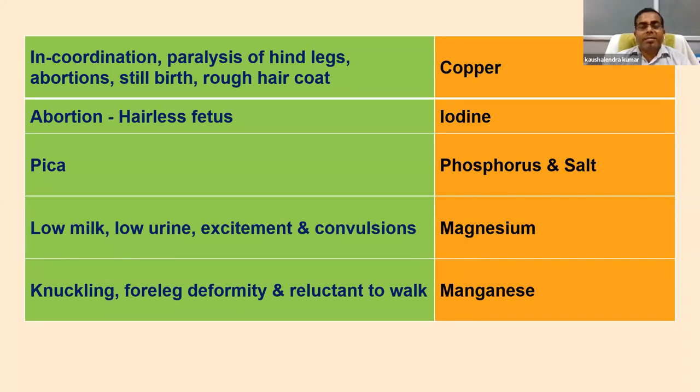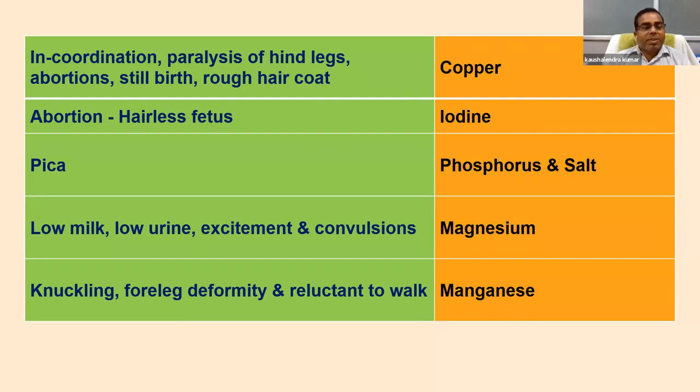Next is the deficiency of copper, which occurs in sheep and goat both: incoordination, paralysis of the hind leg, which we can also call enzootic ataxia, may happen, swayback condition occurs, there may be a chance of abortion, stillbirth condition, immature birth, rough hair coat. These are all associated with copper. So copper is also a very vital trace mineral which is required in optimum amount in sheep and goat both.